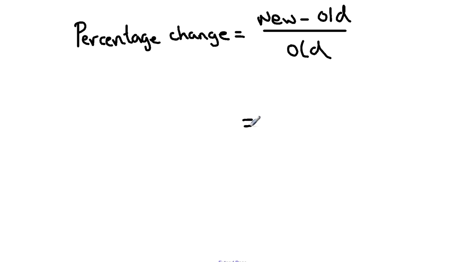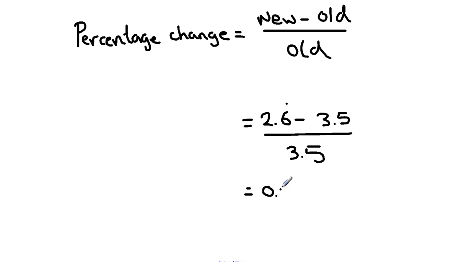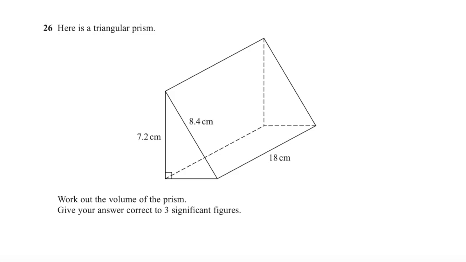So the new was 2.6 recurring minus the old, which was 3.5, divided by the old, 3.5, which equals 0.23805. Then I'm going to multiply it by 100 to give us a percentage, so it'll be -23.8%. Therefore, Helen is wrong because it's not less than 20%, so -23.8%.